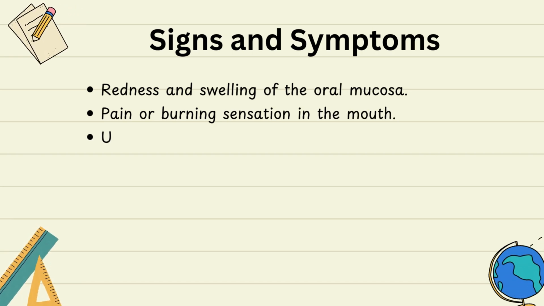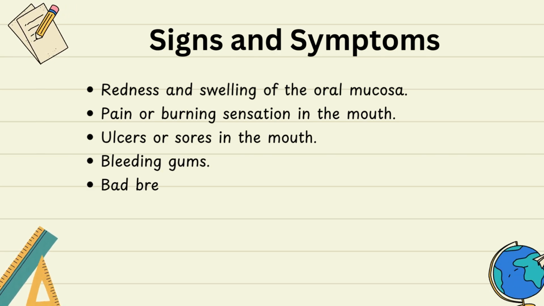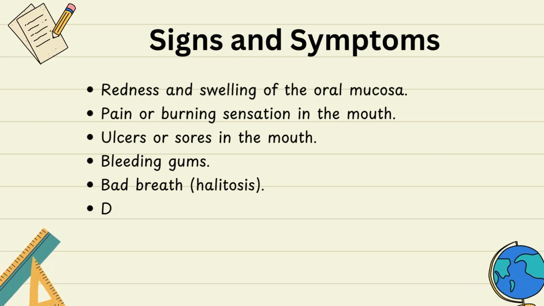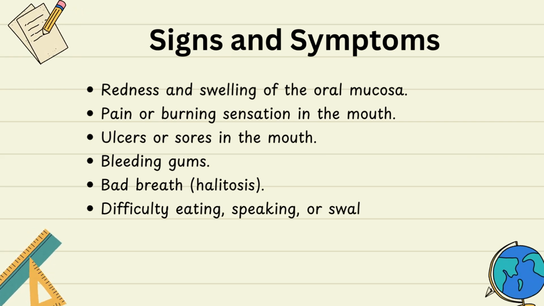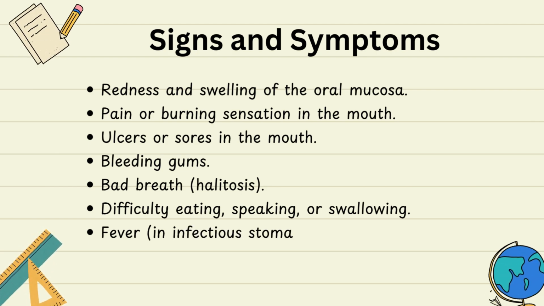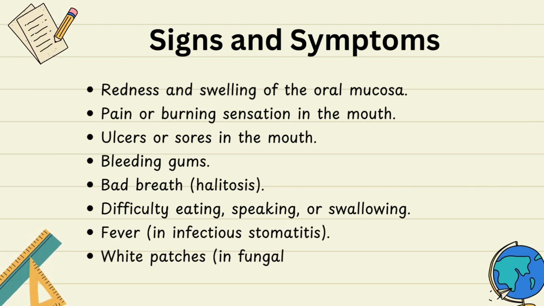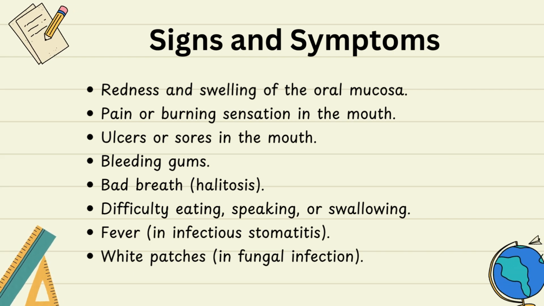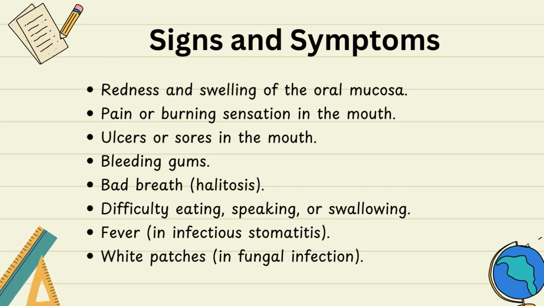Pain or a burning sensation in the mouth. Patients may describe discomfort when eating, drinking, or even at rest. Ulcers or sores. These can be small and shallow or large and painful, especially in cases of viral or autoimmune causes. Bleeding gums. The inflamed tissues may bleed easily, especially during toothbrushing or eating. Bad breath. Halitosis, caused by bacterial overgrowth and poor oral hygiene due to pain or discomfort.